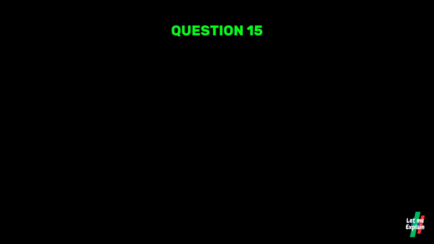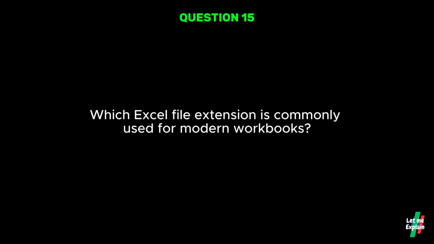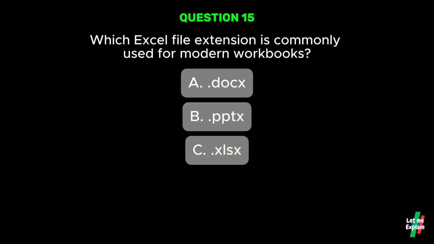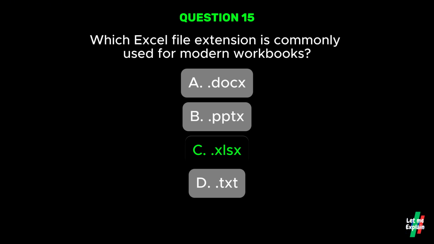Question number 15. Which Excel file extension is commonly used for modern workbooks? .docs, .pptx, .xlsx, .text. The correct answer is C. .xlsx is the standard Excel workbook format used in modern versions of Microsoft Excel.